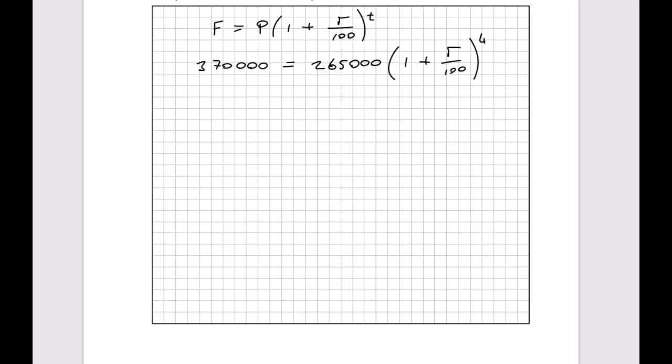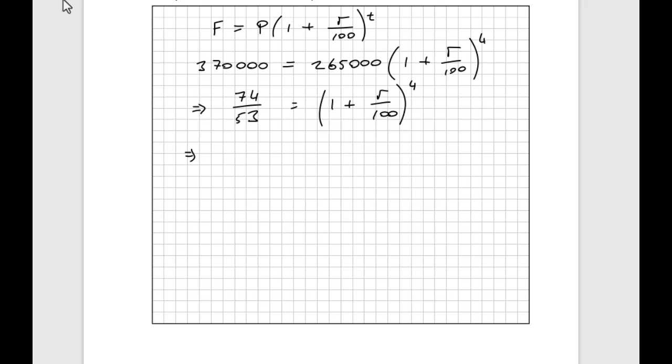So the first thing you're going to do here is just get rid of that 265,000. So let's do that first. So that's multiplied by the bracket here, so you've got to divide. Now when you divide this number here by this number here, you get 74 over 53. And that's equal to 1 plus R over 100 to the power of 4.